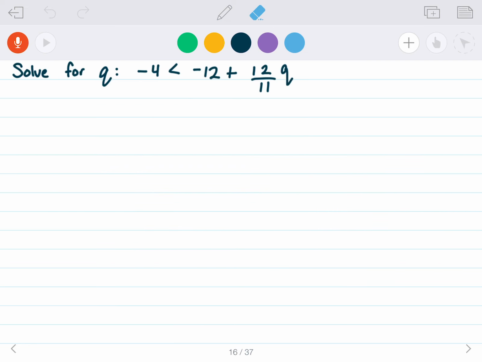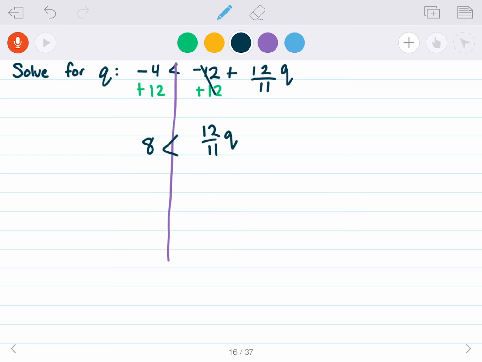Okay, let's go ahead and solve this inequality for Q. So I'm going to draw my line through the inequality sign, and I'm going to work on the side with the variable, which is Q. And the first thing I'm going to get rid of is this subtraction by 12 by adding 12 to both sides. So when I do that, I get 8 on the left side, and then on the right side, I get 12 over 11 times Q.